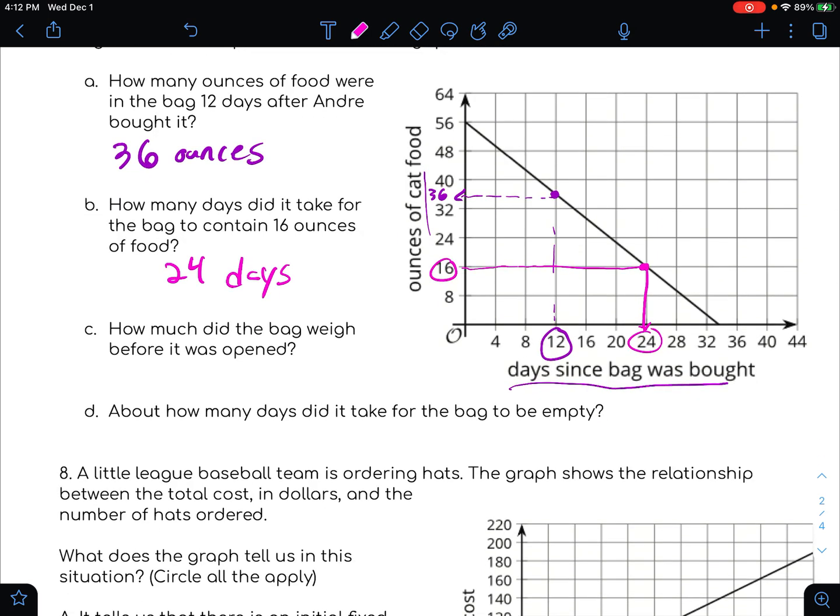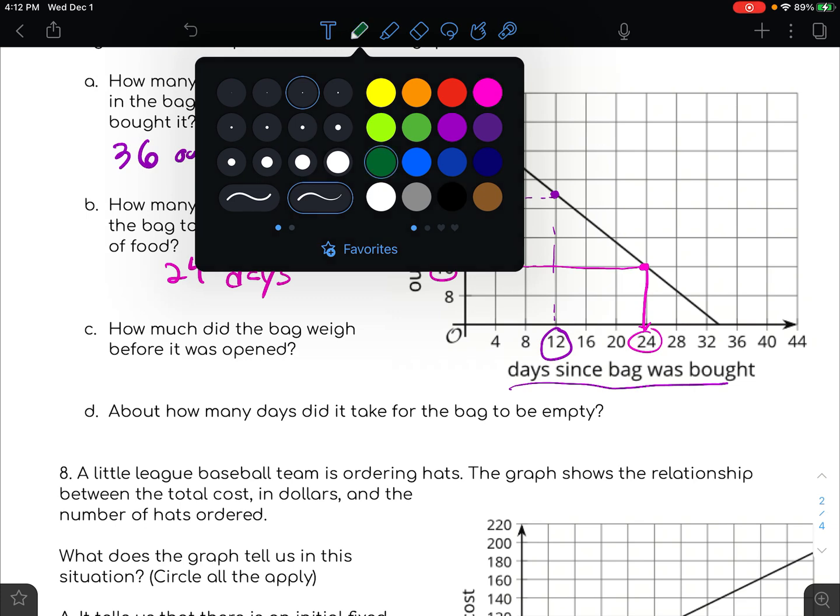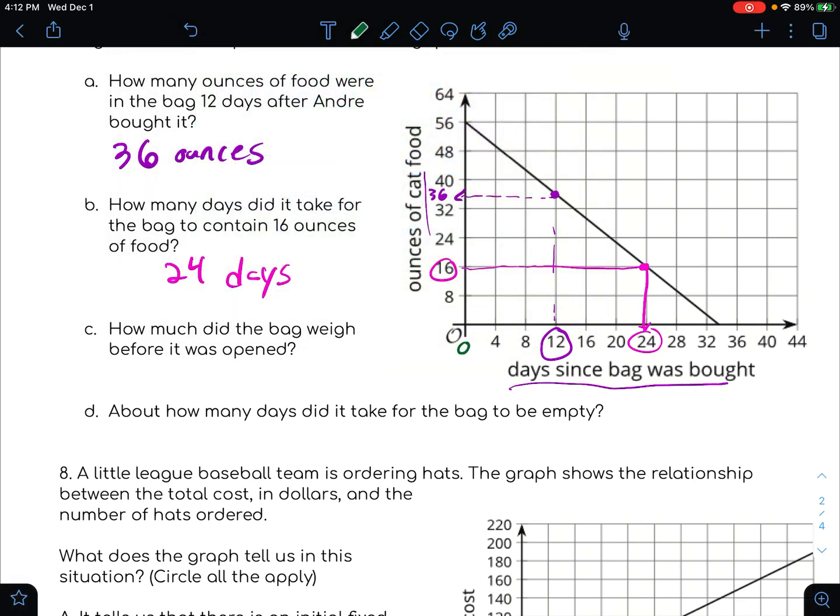How much did the bag weigh before it was opened? Okay, so that must be the original weight of the bag at 0 days. So that original weight is up here at 0, 56. So it looks like 56 ounces was the original weight of the bag.